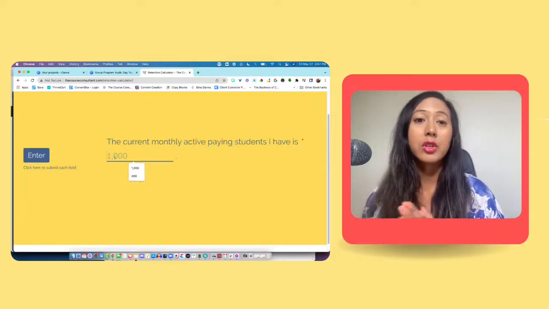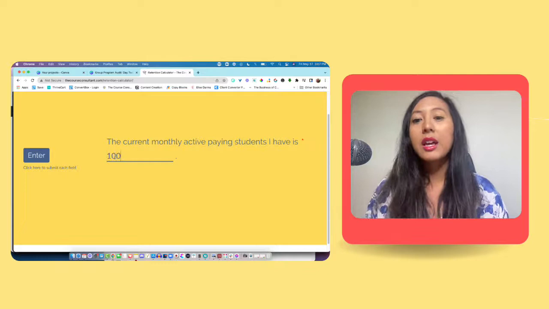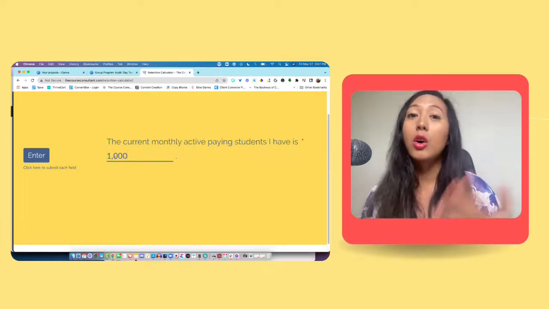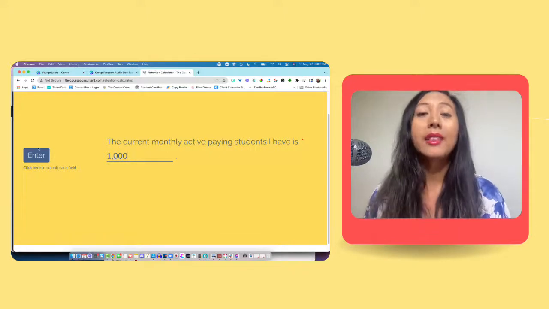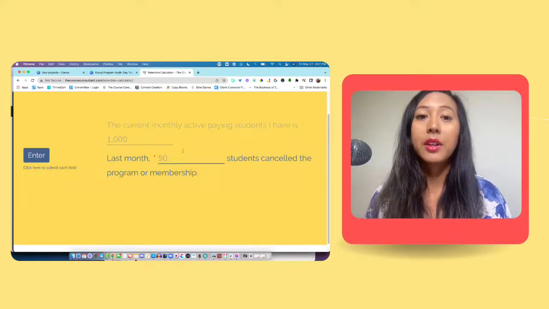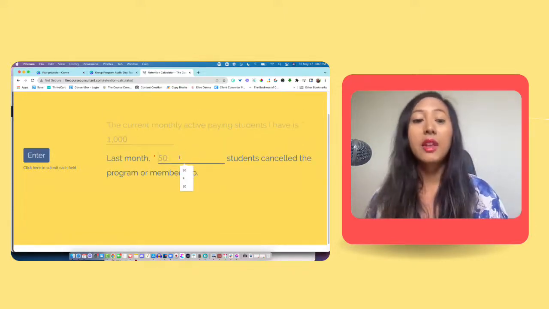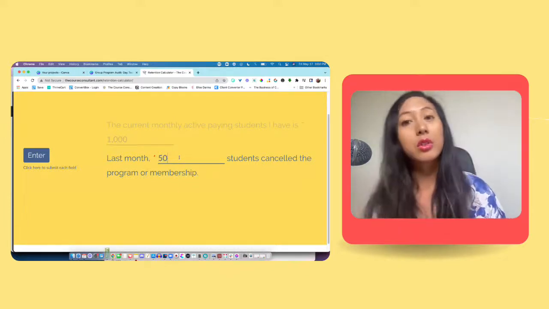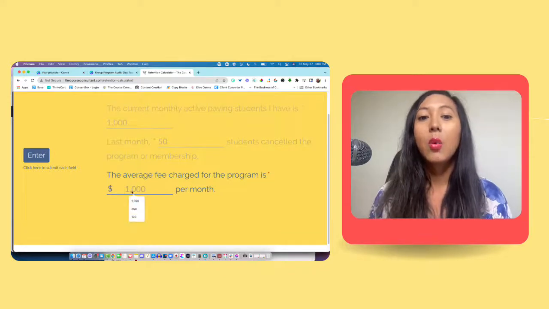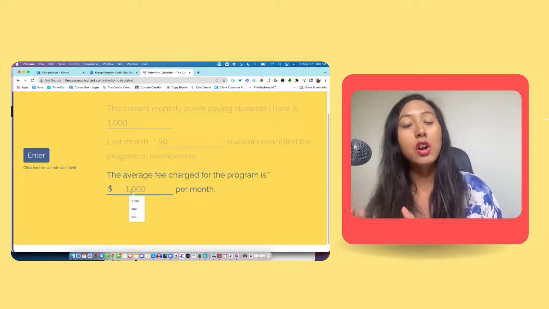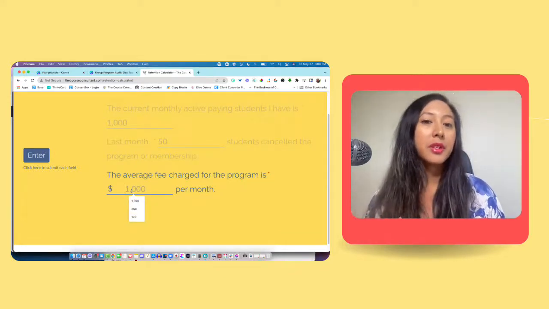Paid trial users. So what we're going to do is I'm just going to say that this is for a cohort. Maybe it's a $1,000 monthly commitment, and those students pay every single month. Last month, let's say that 50 students canceled the program or membership, and then we're going to go ahead and enter in what is the average fee charged for the program on a month-to-month basis.